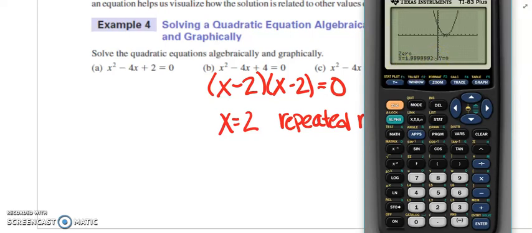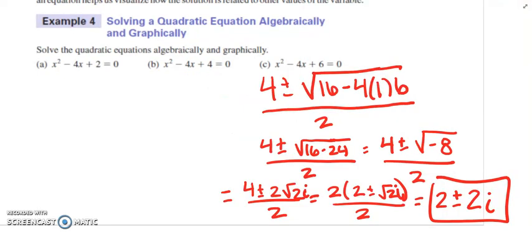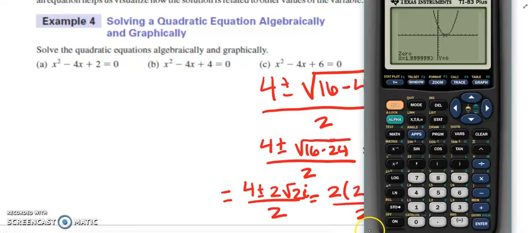Now, pause, work C. Okay, so I wrote this one out. It doesn't factor. I did quadratic formula. We simplify. We get 2 plus or minus 2i. It's imaginary. So we would expect to see that this doesn't graph. And so here again, this is one that you can type in your calculator, and we're going to do that, and we're going to see what happens.